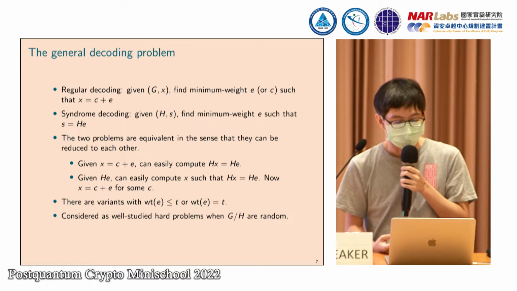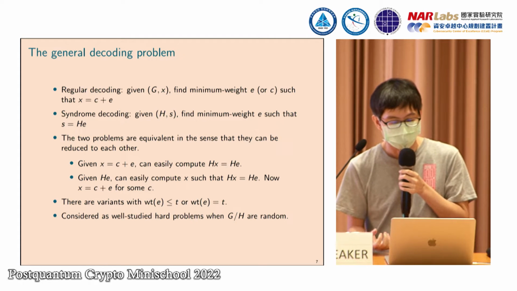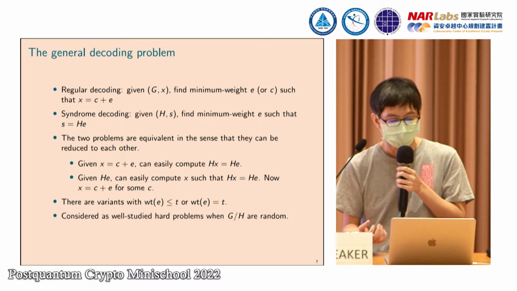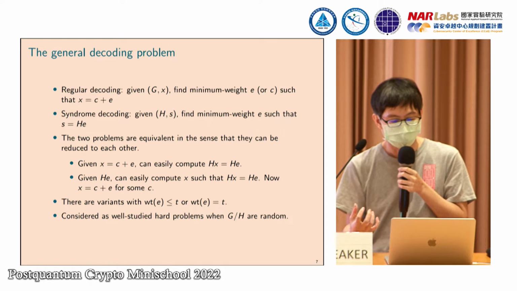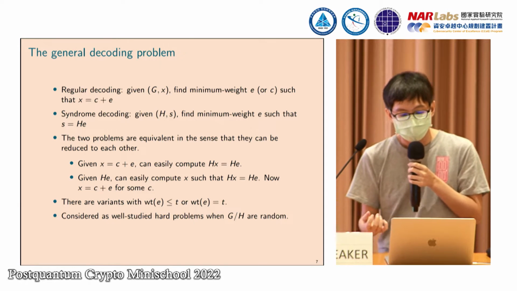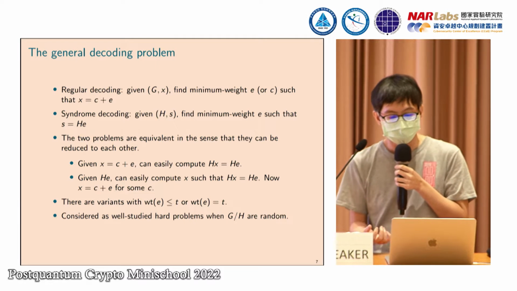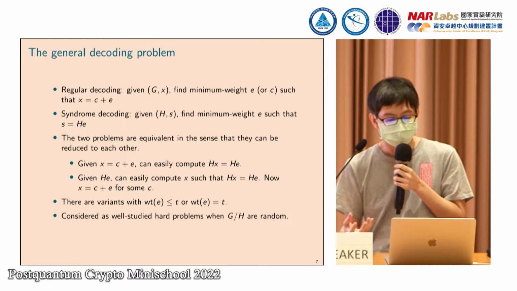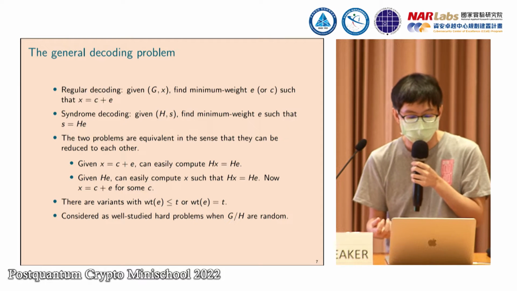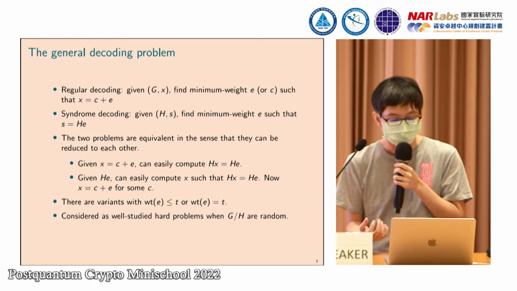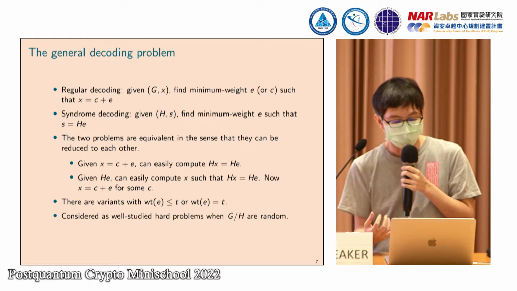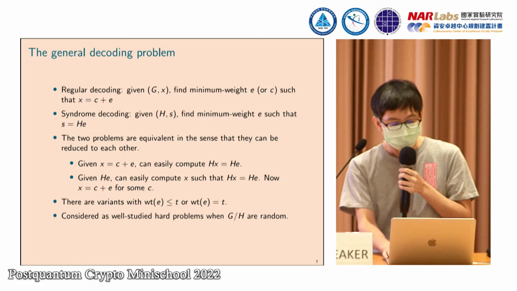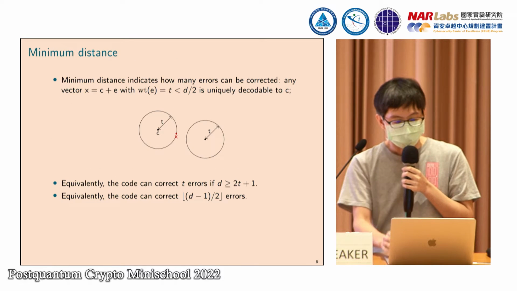And sometimes people talk about other variants, like having different constraints on E, like weight being smaller or equal to T, or weight equal to T. But anyways, I don't want to talk about the slight differences of these variants. In this talk, you just need to consider these problems as well-studied, computationally hard problems in code-based crypto, as long as G and H are random.